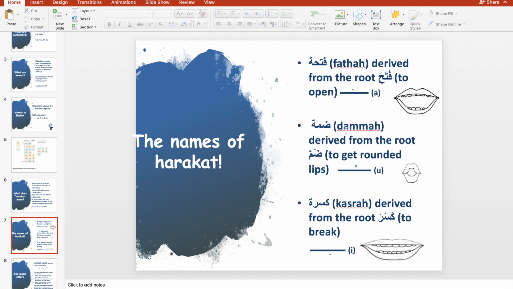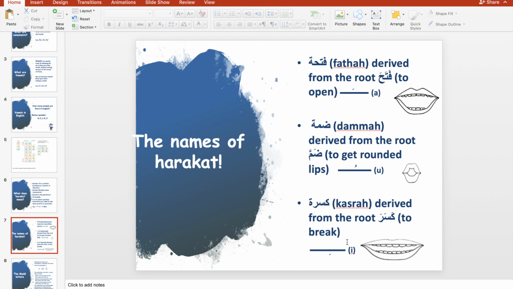Dhamma is taken from the root dam or dhamma, which means literally get your lips into a rounding shape. And of course, when your lips are in such shape, you make the sound oo, exactly as this picture shows. As in the case of fatha, dhamma is written as a small rounding shape above the consonant.